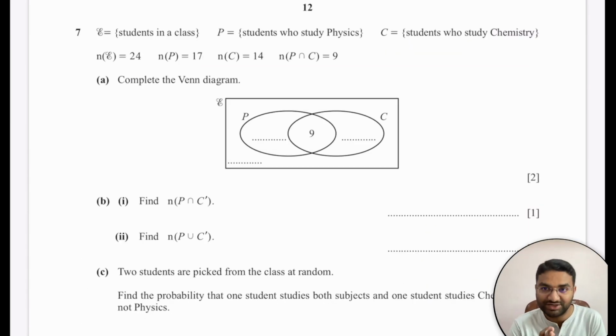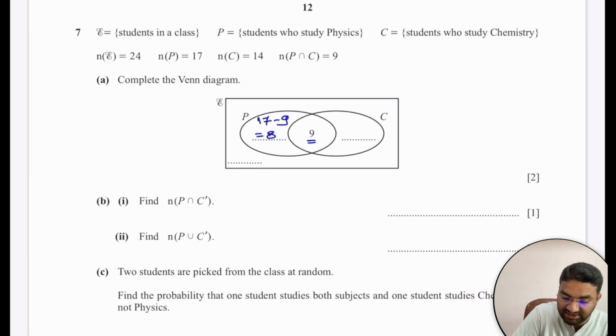This is the 7th question. The number of students in a class is 24. Then n of P is equal to 17, n of C is equal to 14, and n of P intersection C is 9. Here you have a 9, right? Then only physics is 17 minus 9, which is equal to 8 here. Then 14 minus 9, which is 5 over here.